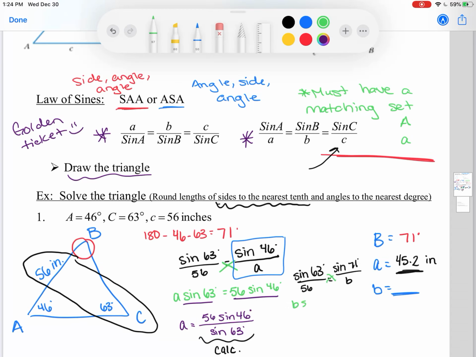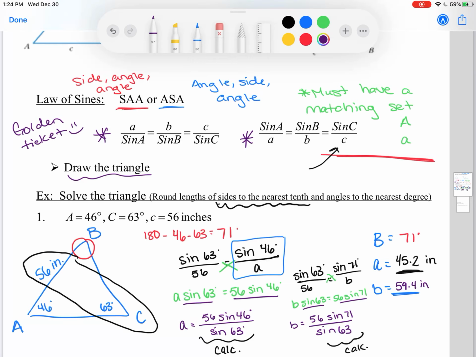Cross multiply. We get B sine 63 equals 56 sine 71. Divide both sides by sine 63. Again, be very careful. Do not cross out those sines. They are not the same values. Head into the calculator. Again, make sure you are in mode degrees on the calculator because that is in fact what you are plugging in. And when you solve for B, we should get 59.4 inches.